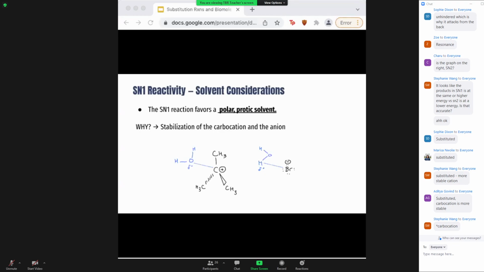And it's actually also very common that the polar protic solvents can serve as a nucleophile themselves for SN1 reactions. And so sometimes you'll hear SN1 reactions being referred to as solvolysis, which essentially just means that the solvent is acting as the nucleophile.